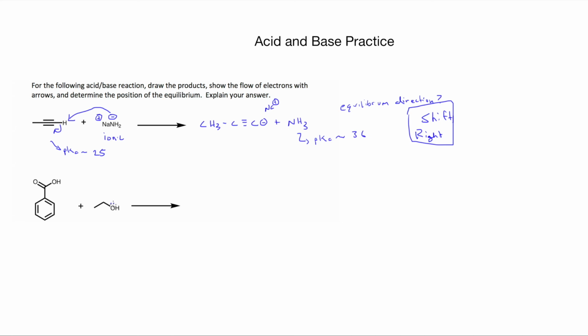I threw this in just to give you another example of this, but basically it's the same as you would draw if you had water, except now I don't have an extra hydrogen. I have an ethyl group there. So we got ethanol and benzoic acid here, and that's the acid-base reaction that is going to take place. And here we have our conjugate base. And our conjugate acid.